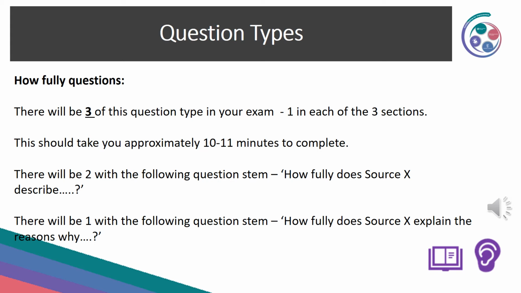With your source questions, it would always be useful if you have a highlighter or a different colour of pen with you to allow you to underline your source points. Your how fully question starts with either how fully does source X describe or how fully does source X explain. There will be 2 how fully describes in your paper, and there will be 1 how fully explain. We'll now look at the different approaches for answering each of these different question stems.